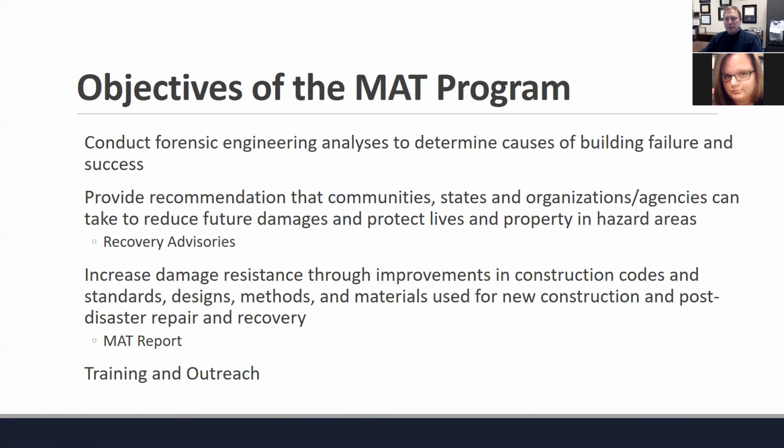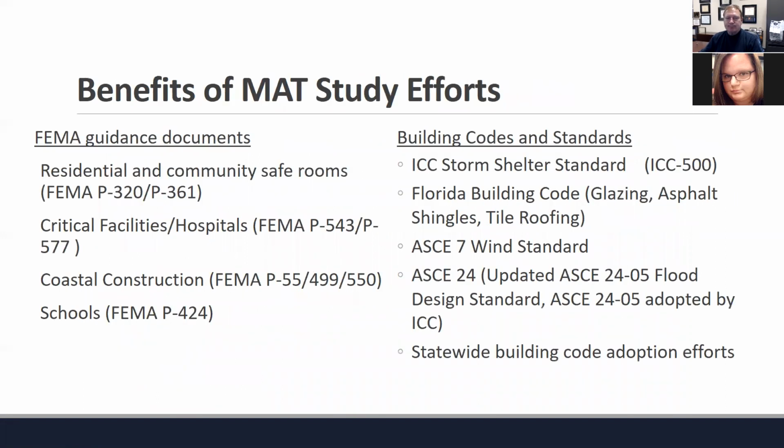So the whole point of the MAP program is, again, we have embedded engineers that look at what caused the damage, how much damage occurred, and then what are things that could be done to help homeowners survive that type of impact in the future. And then again, what type of construction material should be used, what type of construction methods should be used. And it does influence some building codes and FEMA guidance documents. Again, how buildings should be built.